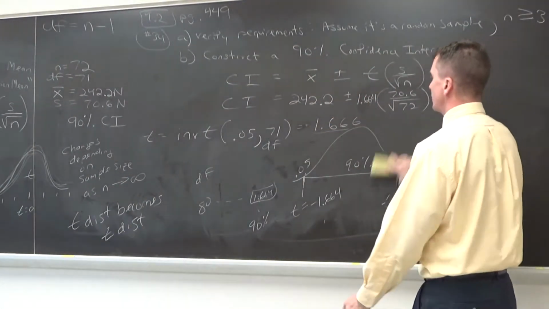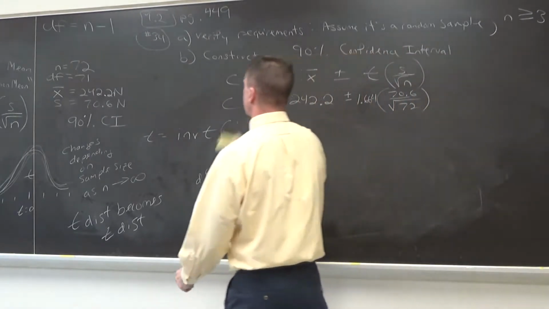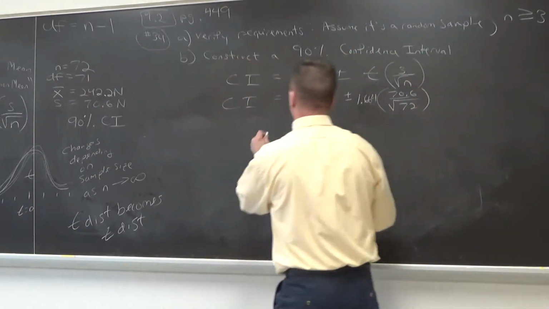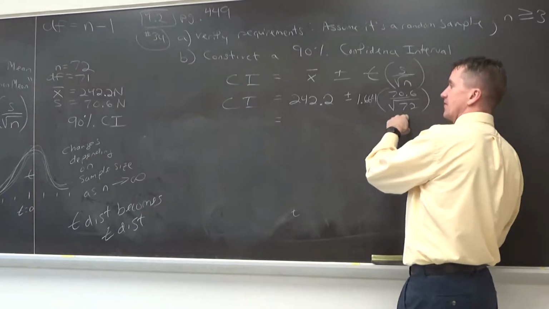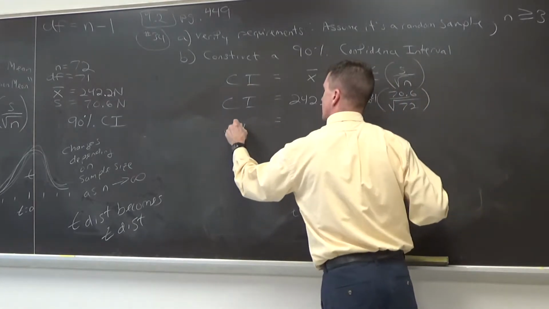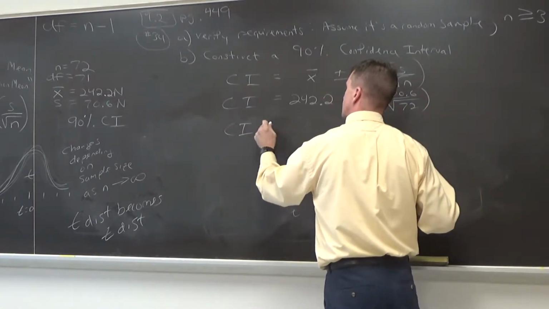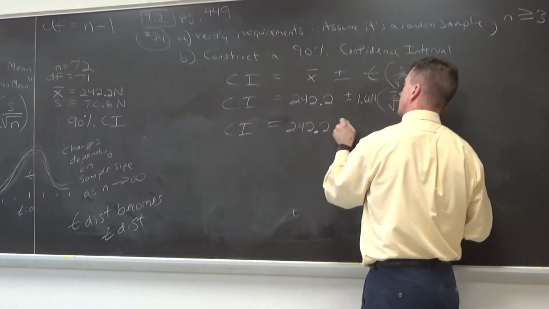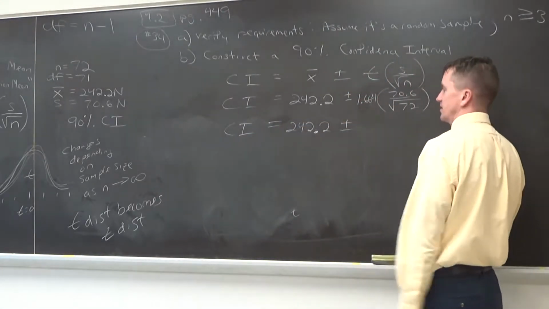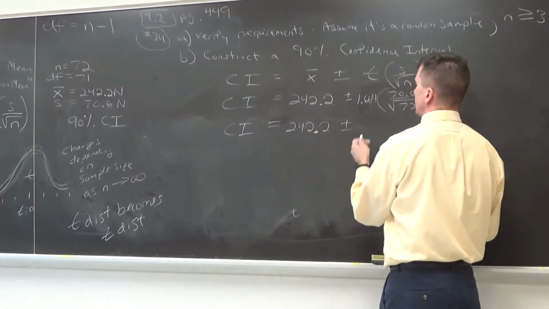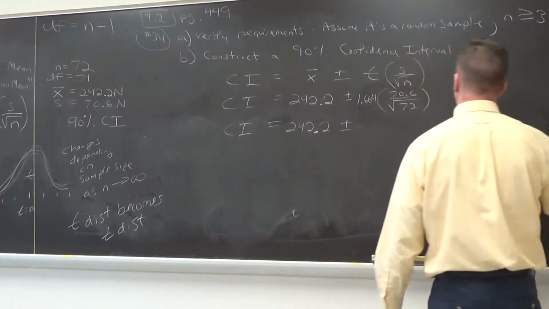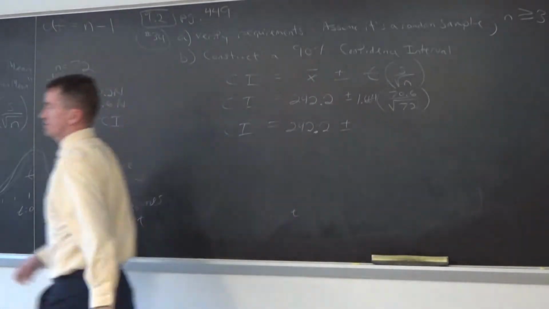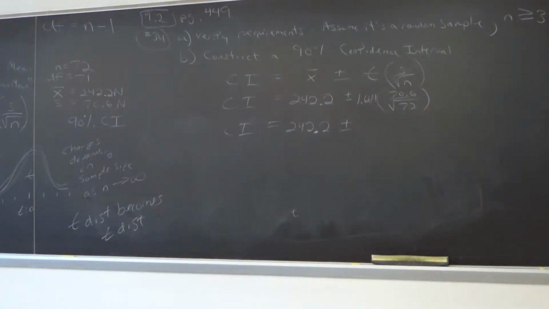All right, I'm going to erase all this, everyone. Let's find this number. So get out your calculator. I want you to find this number after the plus or minus, and then we'll be done with the confidence interval. We have 242.2 plus or minus, what's this number though? We'll go to one decimal place. What do you get when you go 1.664 times that? I'll do it too. It only takes a second.